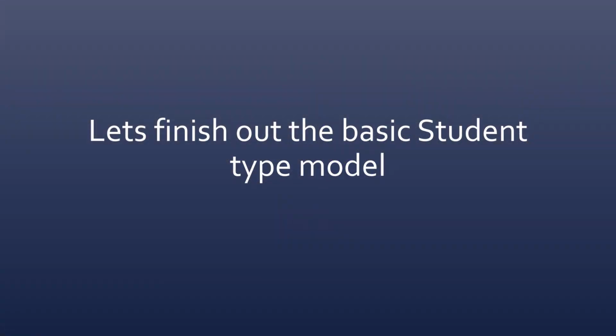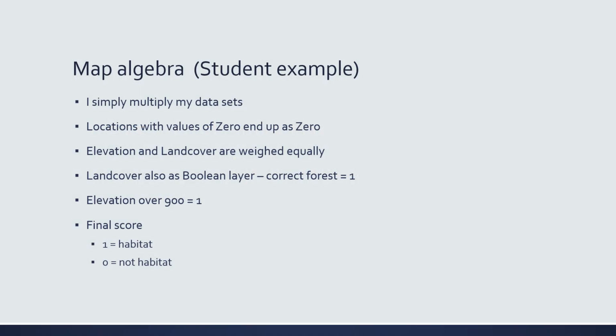So before we get much further along, let's go ahead and finish out that basic student type model, because I know that's what a lot of the people that are watching this want to do. So we'll just jump ahead there a bit. Next step is map algebra, and it's really not complicated. You're simply going to multiply your data sets. If a location has a value of 0 in either data set, it ends up as a 0. Elevation and land cover in a typical student model are not weighed any differently. They're weighed equally, so there's no weighing step to consider.